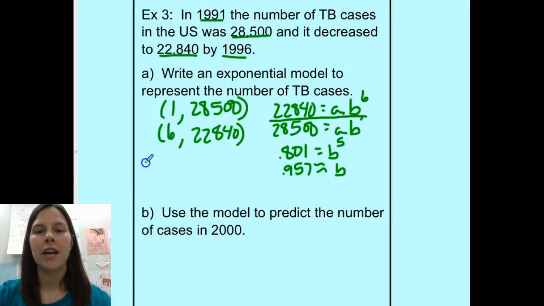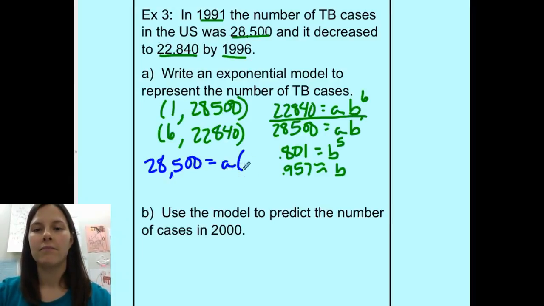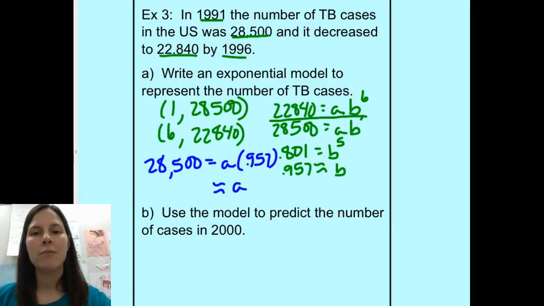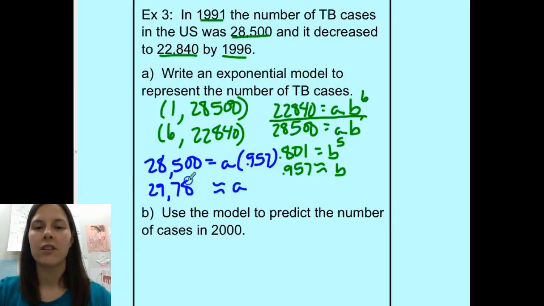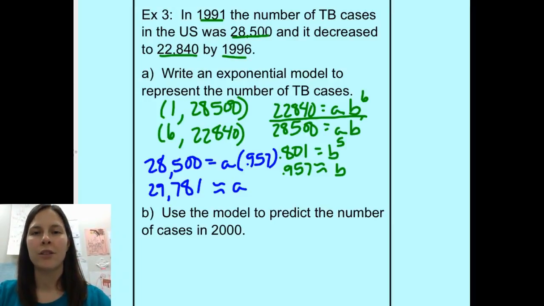We can use that to solve for a. I'm going to use my first ordered pair because the power on my b was 1, so it'll be easier to solve for a. Dividing both sides by 0.957, and remembering that our a value means initial amount of cases of tuberculosis. You can't have a partial case of tuberculosis. A person can't have half tuberculosis. They either have it or they don't. So we're going to round this to the nearest whole number. And we get 29,781 rounded to the nearest whole number.